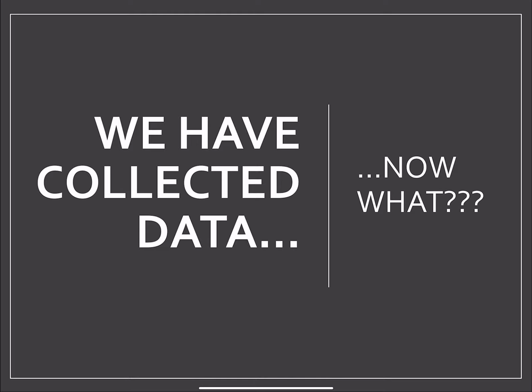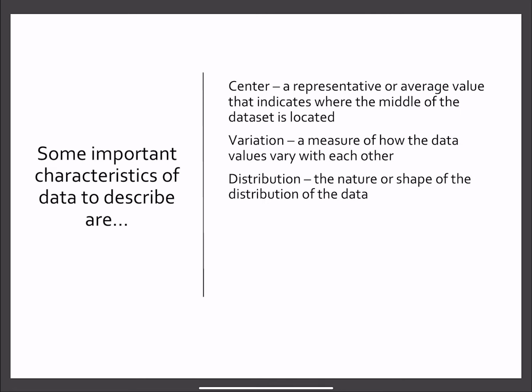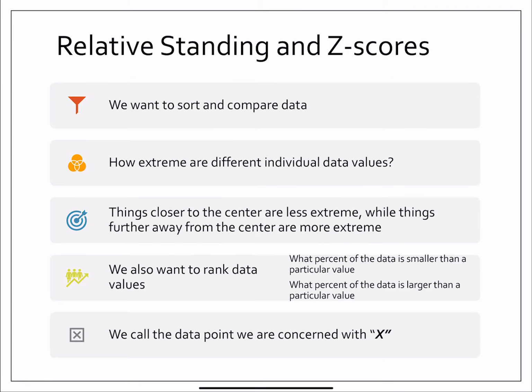What comes next? So again, what are the important characteristics of data? There were 5 of them. What are those 5 important characteristics of data? Anybody? Sam? We had center, variation, distribution, outliers, time. Very good. We had C, V, D, O, T. Those are our important characteristics of data.